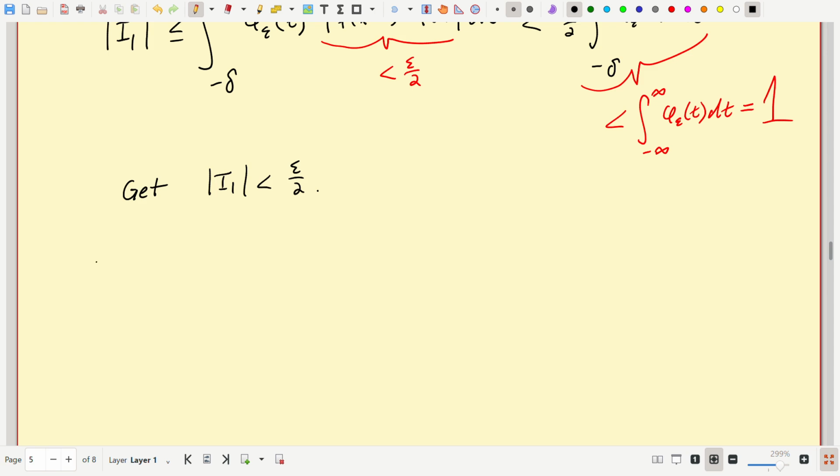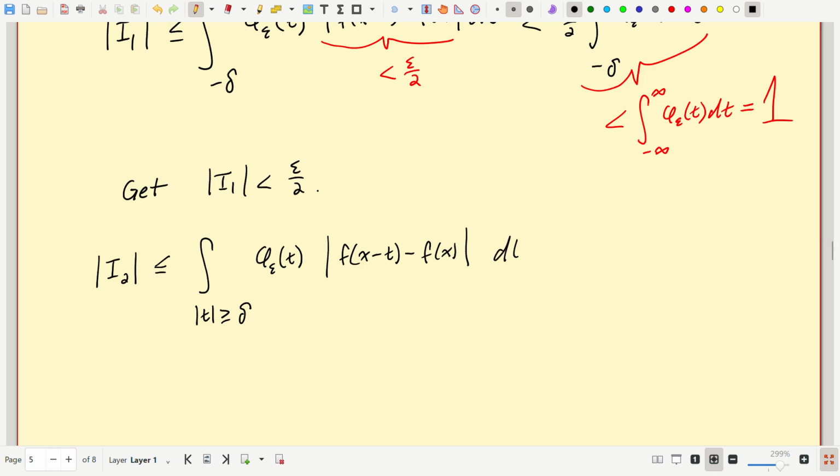Now the I2, I could write as, let's see, that's going to be less than or equal to the integral over absolute t bigger than delta of phi epsilon t times this same old absolute value. And because f is bounded, this is bounded by 2M.